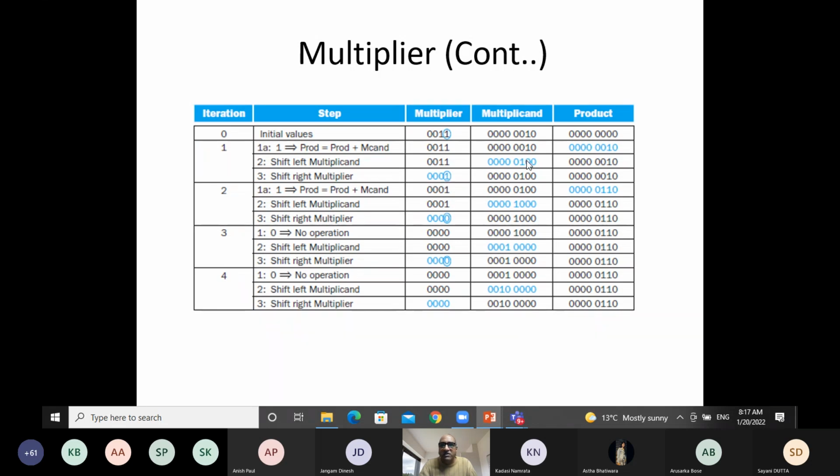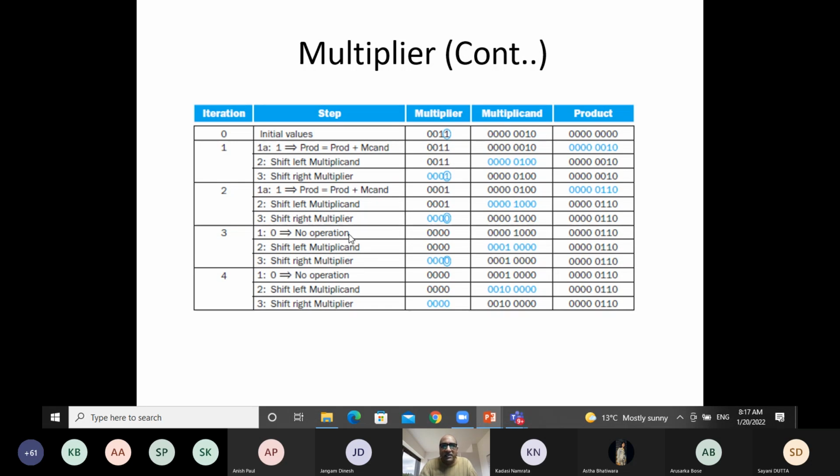The multiplicand is already shifted here, so this is 100, and the product is this one. Now we add this product to this shifted version of the multiplicand, and you get this result. Then again you shift the multiplicand and multiplier, and then the multiplier bit will be 0. So you need to shift the multiplicand, but the addition need not be carried out, right? Anyway, I can perform the addition also.